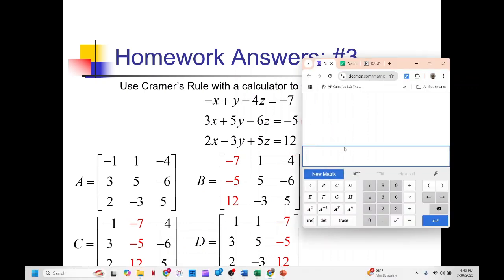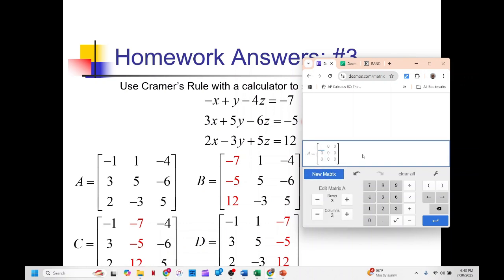I'm in the matrix calculator. I'm going to do new matrix, and this will be my A, which I'm going to make a 3 by 3. So we've got -1, 1, -4, 3, 5, -6, 2, -3, and 5. And now let me make another matrix for B, also a 3 by 3. So that's -7, 1, -4, -5, 5, -6, and then 12, -3, and 5.